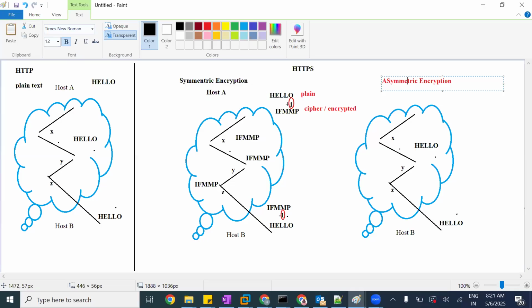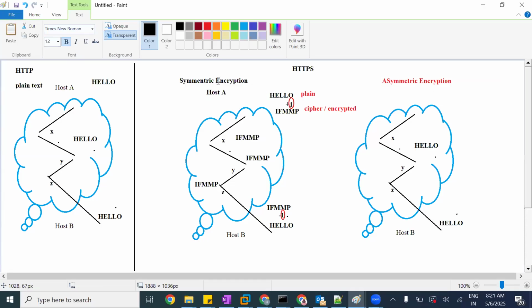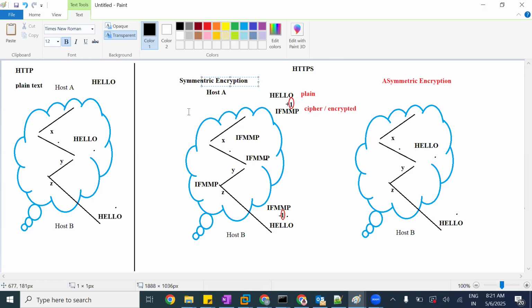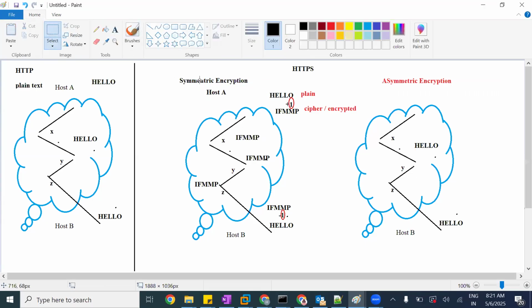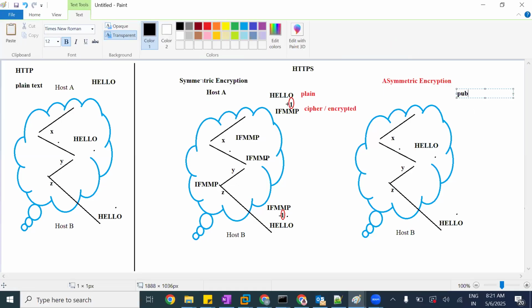Symmetric and asymmetric encryption process. Why do we use two keys here then? In asymmetric, there are two keys. Those are the public key and the private key.